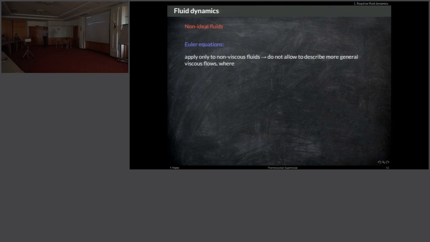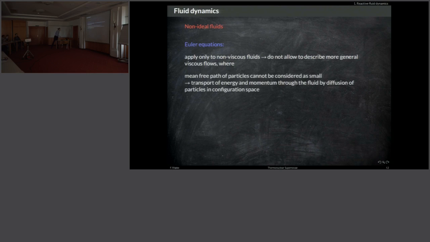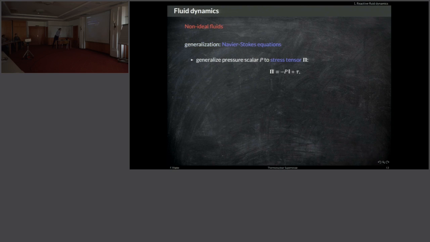Non-ideal fluids, of course, behave differently. So the Euler equations, as stated on the last slide, apply only to non-viscous fluids. They do not allow us to describe the more general viscous flows, where the mean free path of particles cannot be considered small. So that means that we have a transport of energy and momentum through the fluid by diffusion of particles in configuration space. So this can be treated.